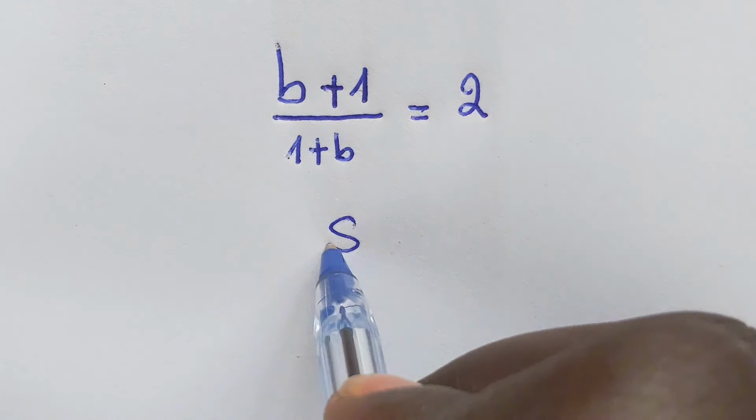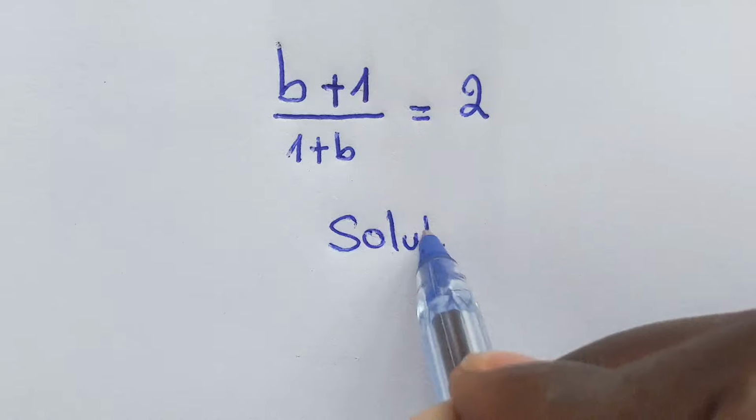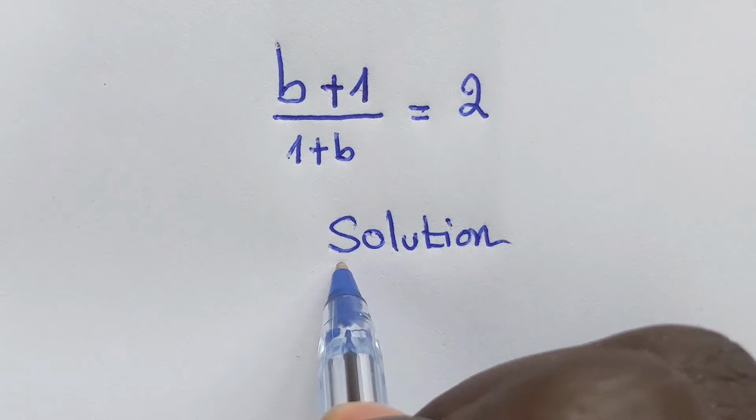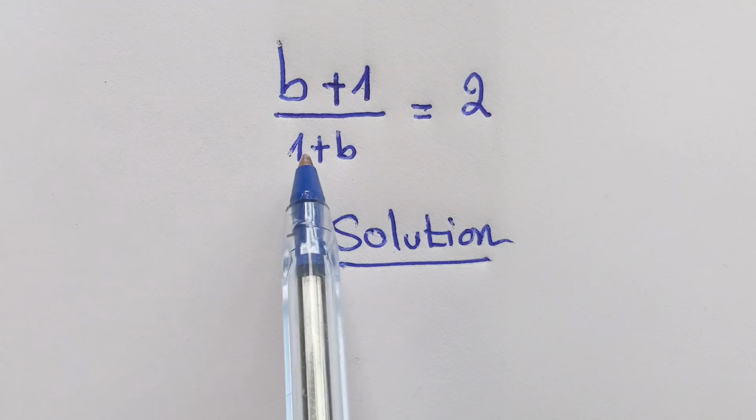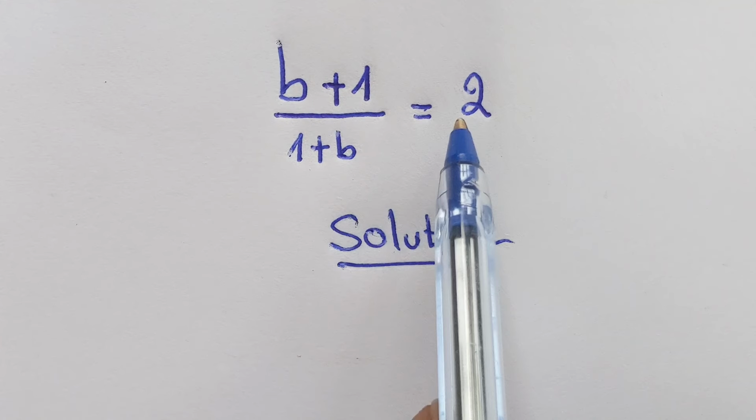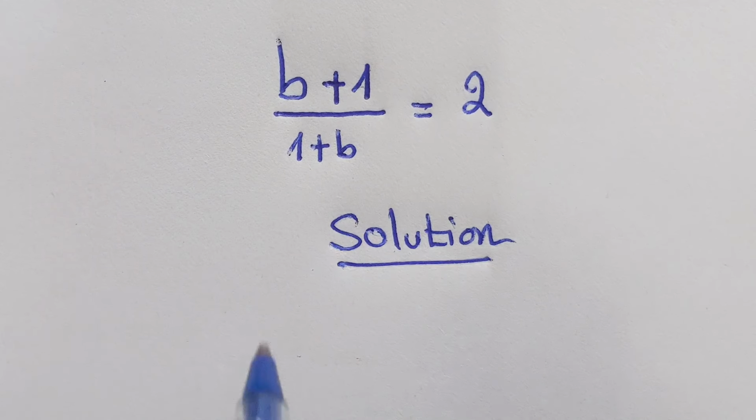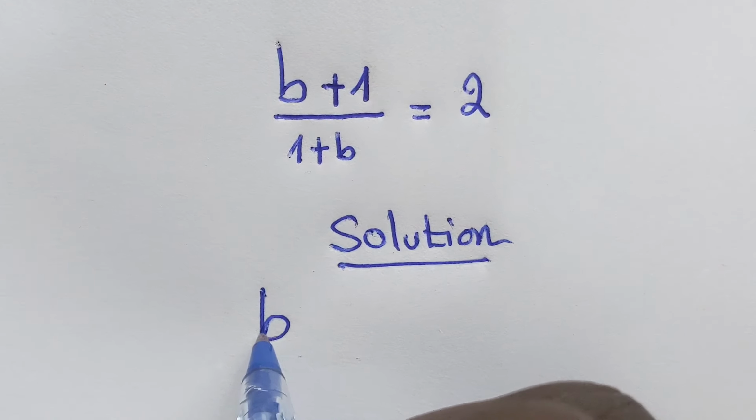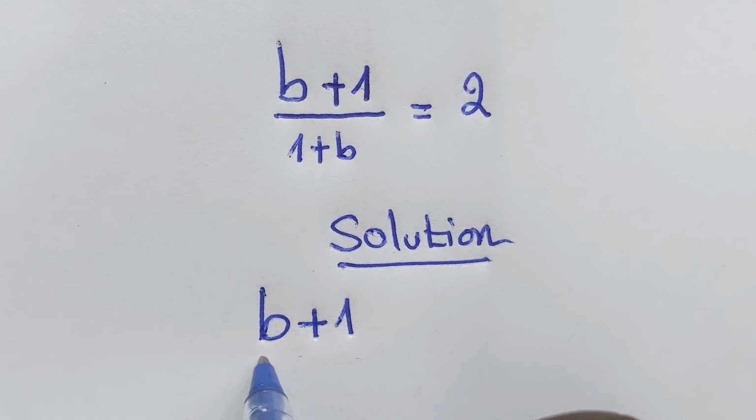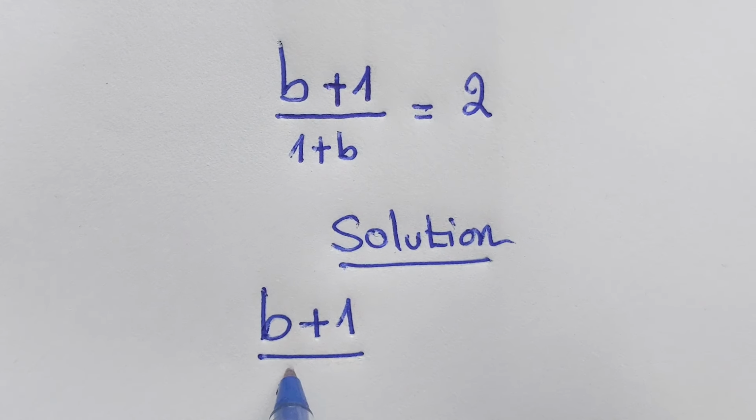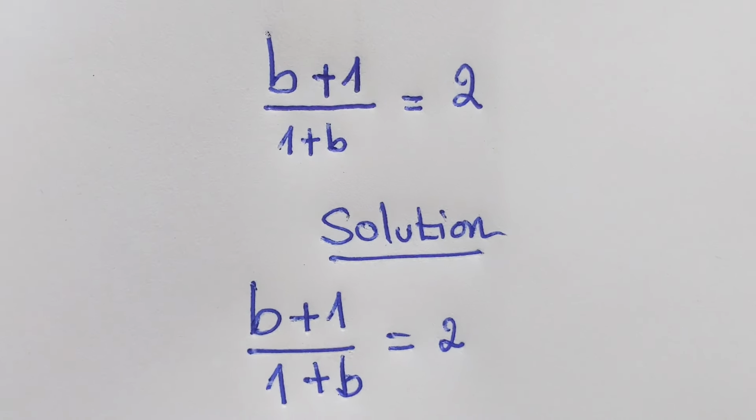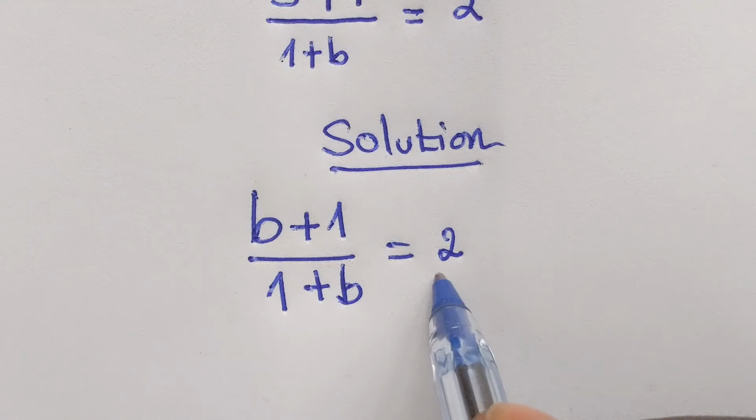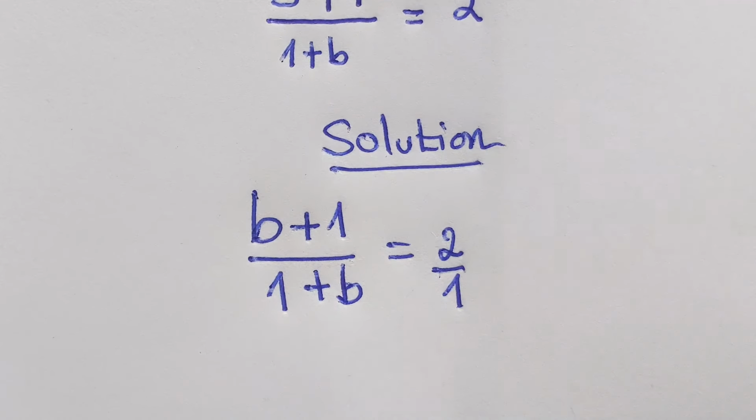Let's provide a solution to this interesting math problem. We are given (b + 1) over (1 + b) equal to 2. Okay, now by copying what we have, (b + 1) over (1 + b) equal to 2. Then here we're going to use cross multiplication.